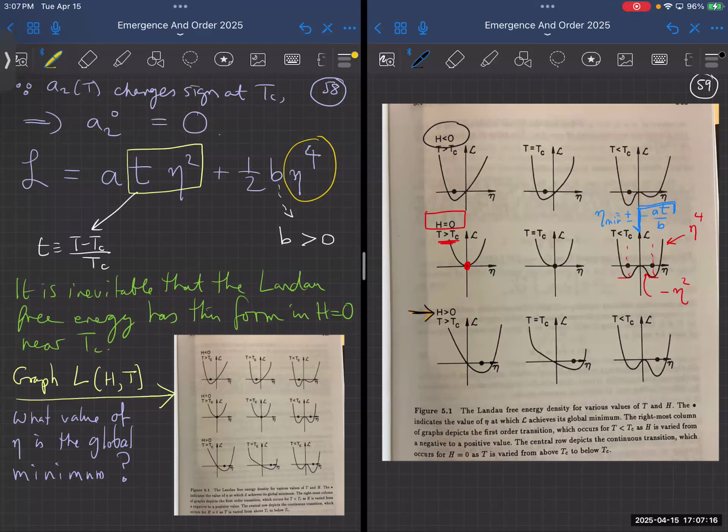it would have been more helpful if I'd drawn this further. If I go much further below TC, then my curve would look like this.